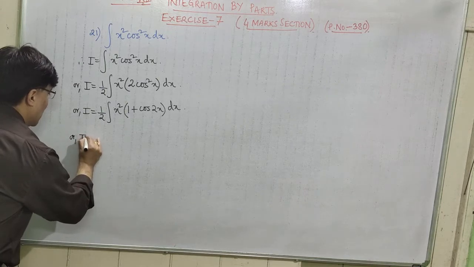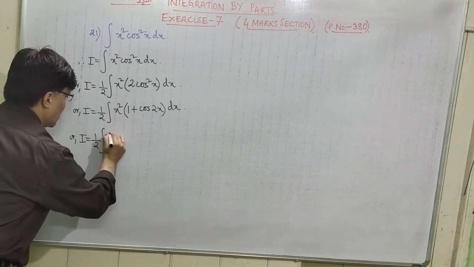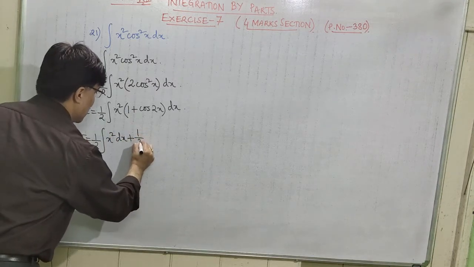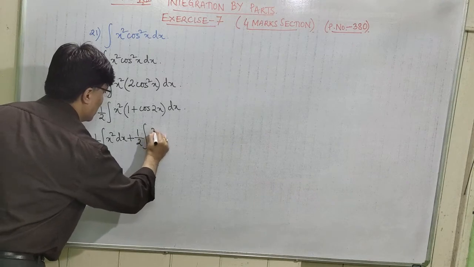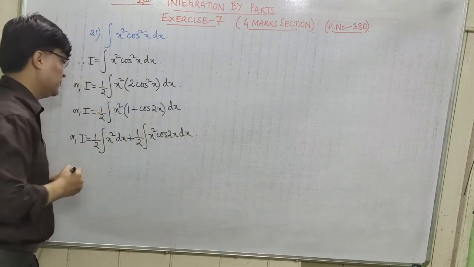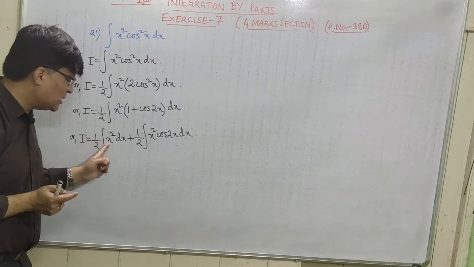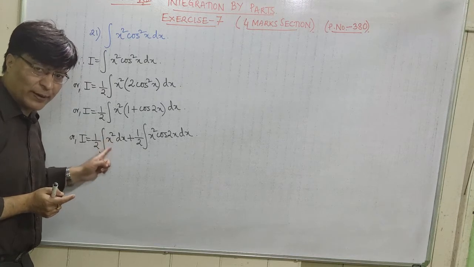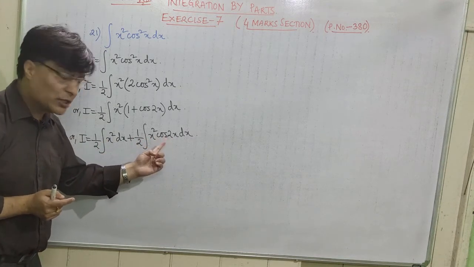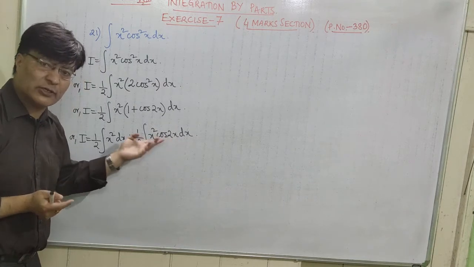You can multiply x square by 1 plus cos 2x, and you can separate the integral sign and dx also. So how much is it now? I is equal to half integration of x square into 1, x square dx, plus half integration of x square cos 2x dx. Is that clear? So now in this case you can easily integrate x square, it is x cubed by 3. So now in this case again you have to use integration by parts. Here x square is an algebraic function, cos 2x is a trigonometric function.